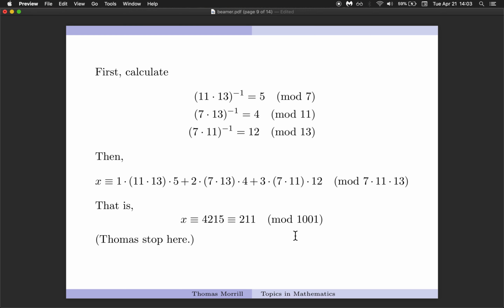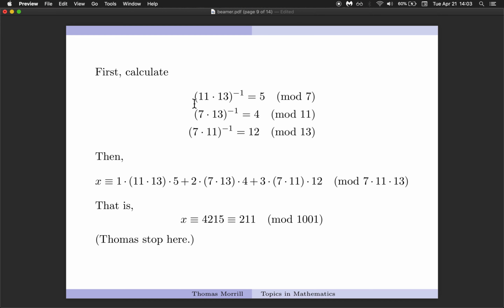I can go ahead and reduce this. I'll say that 4,215 is congruent to 211 modulo 1001. So really, either of these two numbers would solve all three congruences, but this will be good enough for marks on the exam.